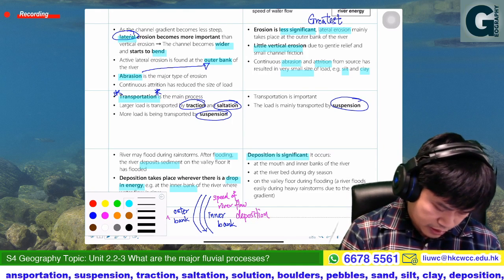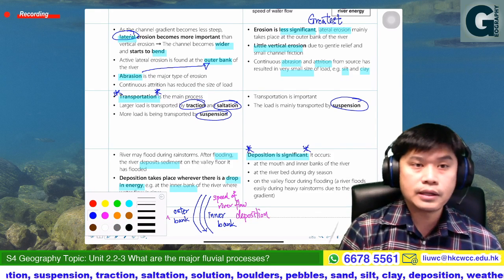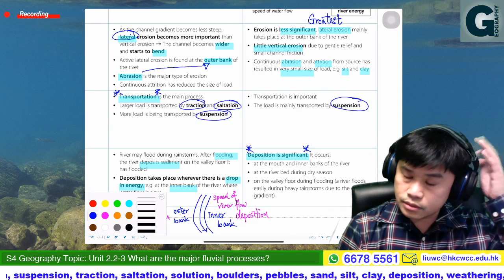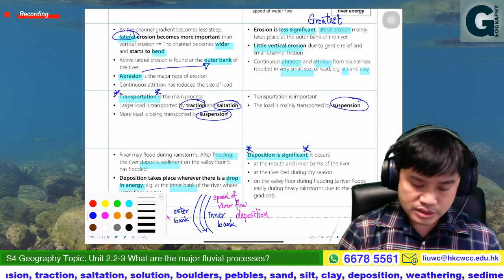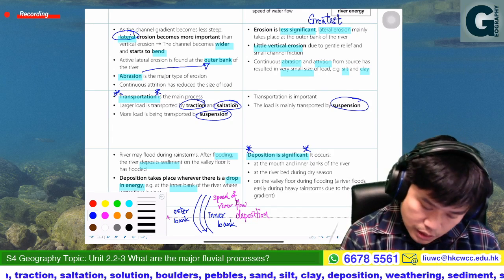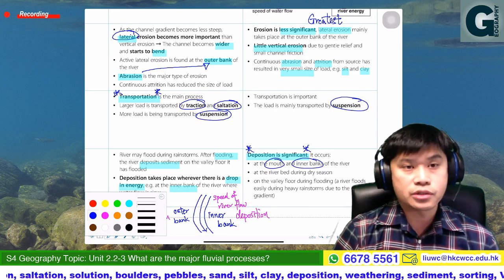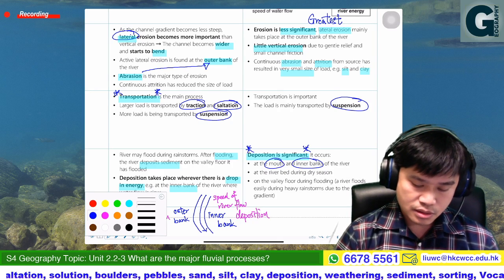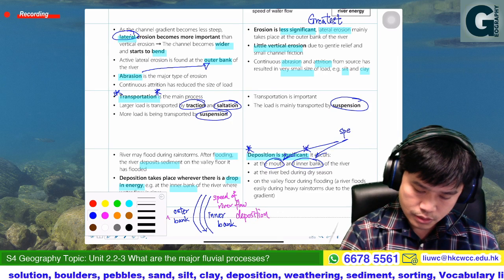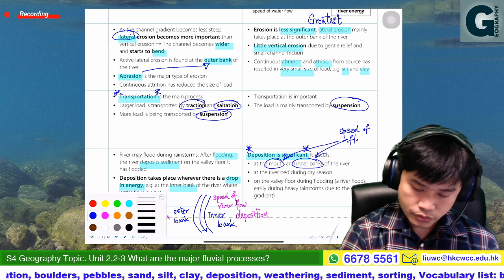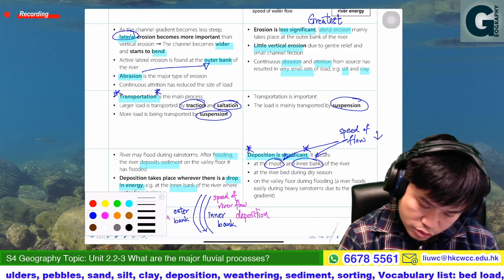deposition is significant. Okay, so please mark this, this is very important. We will say that at the lower course, deposition is the major fluvial process in this section. So at which place? At the river mouth and also in the bank of the river, especially the river mouth. Okay, so the speed of flow is dropped at the riverbed during the dry season.